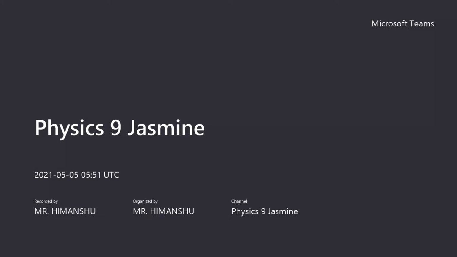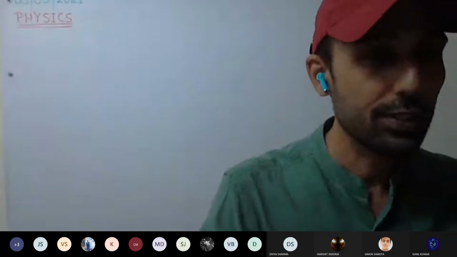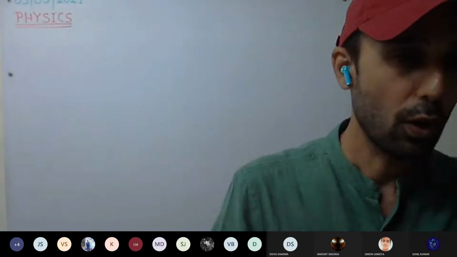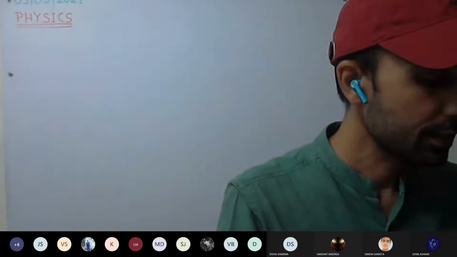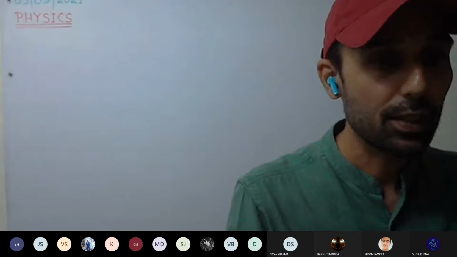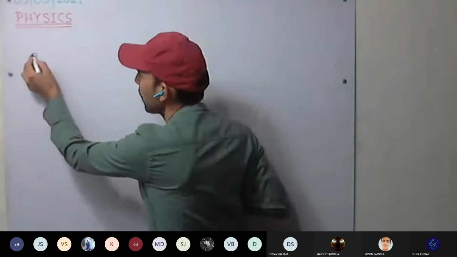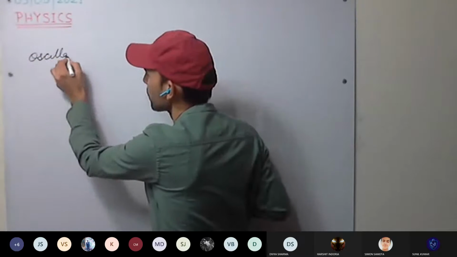And simple pendulum we were discussing. In that we have discussed simple pendulum. What is a simple pendulum? That all we have discussed. Bob and the effective length we have discussed. Then we have discussed some terms related to simple pendulum. What they were? First we discussed was oscillations.